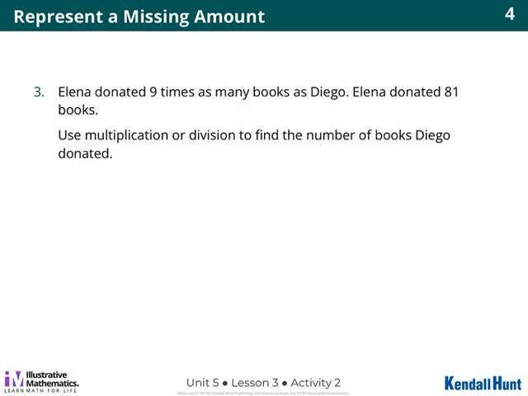Number 3. Elena donated 9 times as many books as Diego. Elena donated 81 books. Use multiplication or division to find the number of books Diego donated.